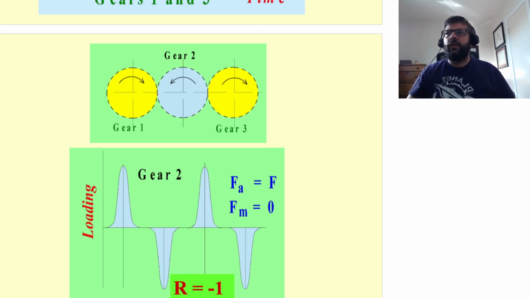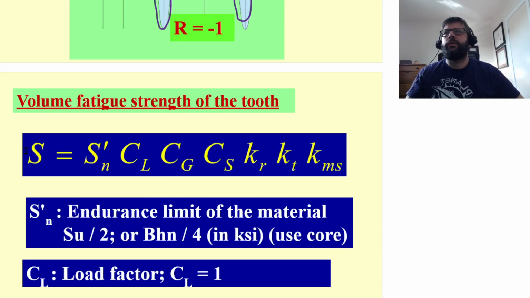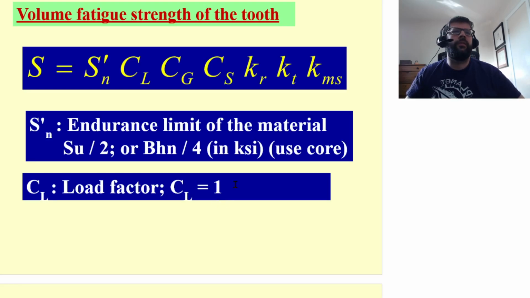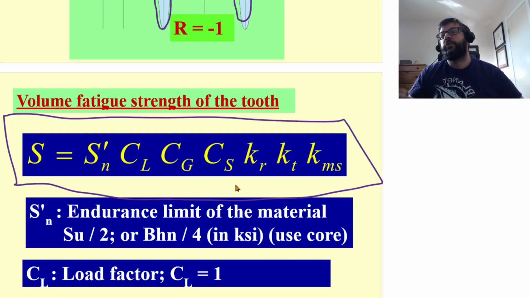You're getting tension and compression in turn. So guess what? That's going to be fatigue. So we're looking at the fatigue strength of the tooth. And of course, most of this should look quite similar to what you've seen before. We're adding a few terms. Shocking, I know. So our Sn prime, the endurance limit of the material.